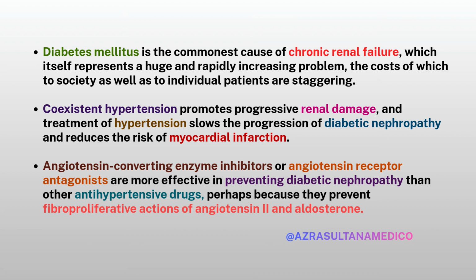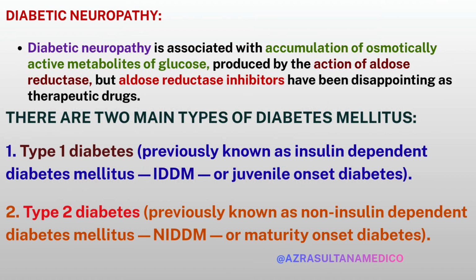Among antihypertensive medications, angiotensin-converting enzyme inhibitors, or ACE inhibitors, and angiotensin receptor blockers, known as ARBs, are particularly effective. They not only lower blood pressure but also protect the kidneys. These drugs may provide additional benefits by blocking the harmful effects of angiotensin II and aldosterone, which contribute to fibrosis and progressive kidney damage.